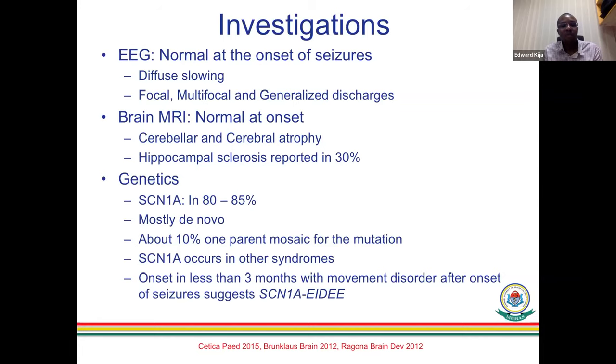When the symptoms begin in less than 3 months with movement disorder after the onset, this points towards SCN1A, early infantile DEE.